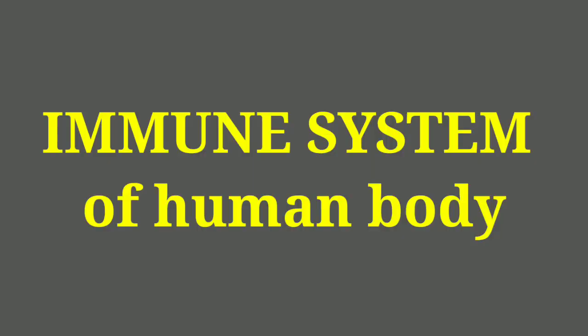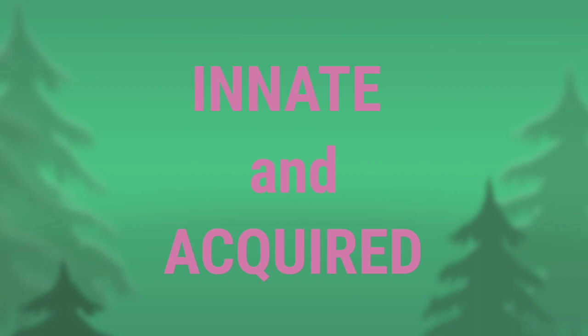In order to understand that, we need to understand the immune system of our body. Our body's immune system comprises two arms: one is the innate arm and one is the acquired arm. The innate arm is something which we are born with. The major portion of it contains the macrophages.